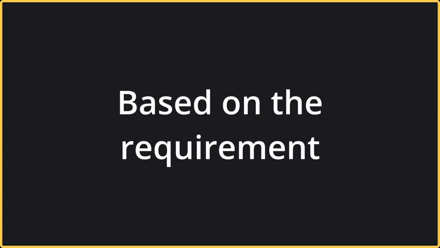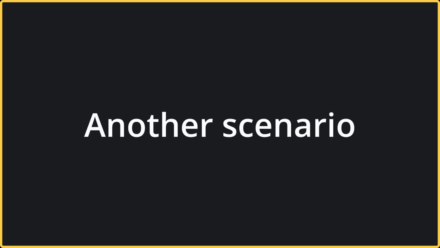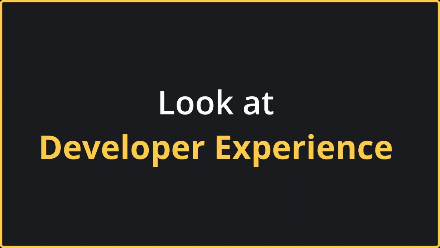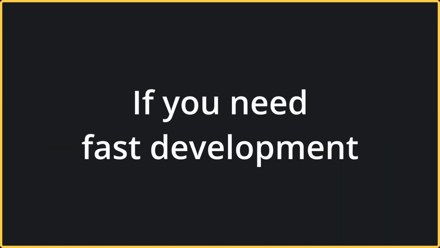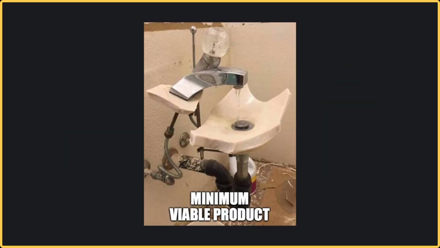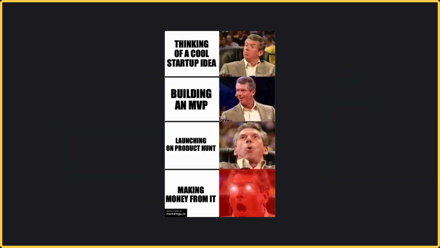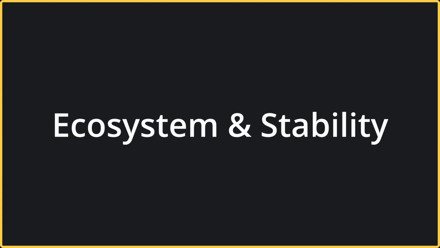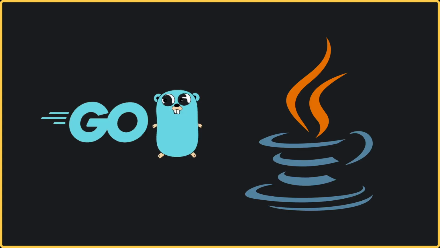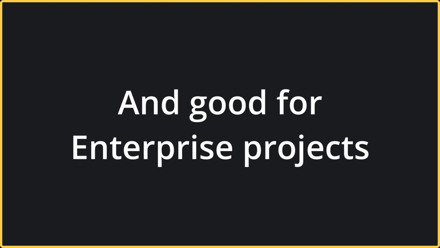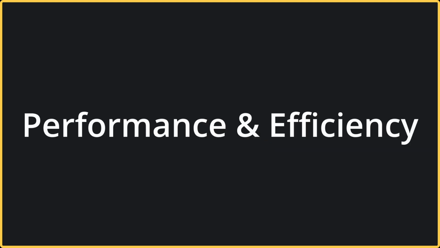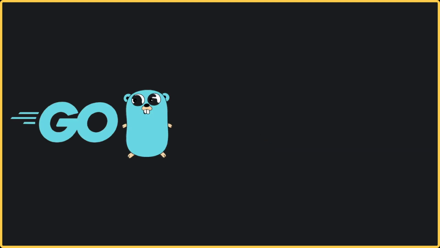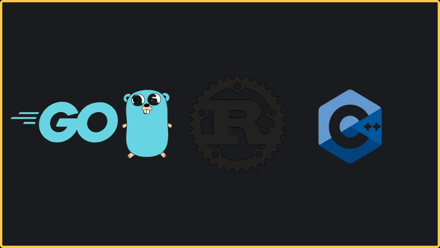So now that you have some idea about how to choose a tech stack based on the requirement, let's consider another scenario which deeply impacts the decisions you make. So step 3 is look at the developer experience and learning curve. If you need fast development and easy learning, go with JavaScript and Firebase, great for quick MVPs and startups who are just building the product and want to launch quickly. If you need strong ecosystem and stability, go with Golang, Java, very good for the long run and good for enterprise projects as well. If you're looking for performance and efficiency, go with Go, Rust or C++, ideal for low latency, high performance applications.